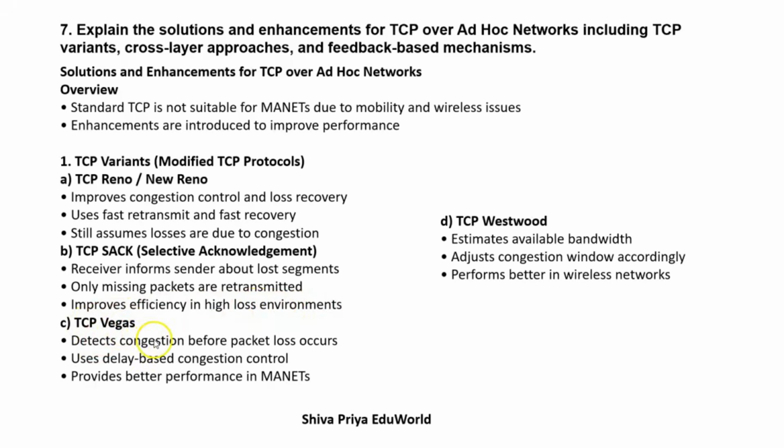TCP Vegas detects the congestion before packet loss occurs, and it uses delay-based congestion control. It provides better performance in MANETs. TCP Westwood estimates the available bandwidth and adjusts the congestion window accordingly. It performs better in wireless networks.